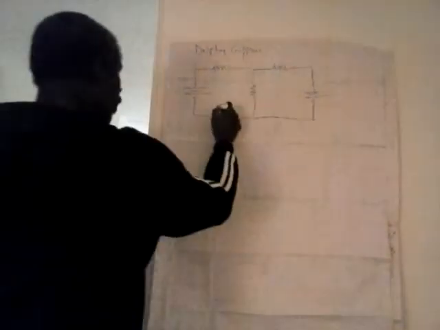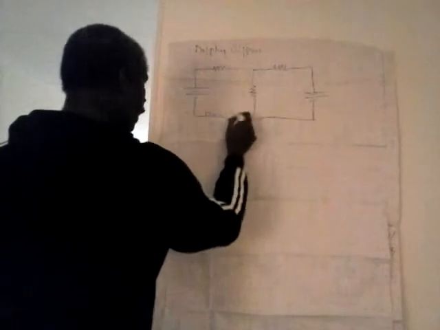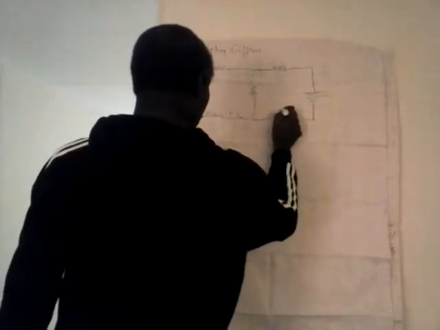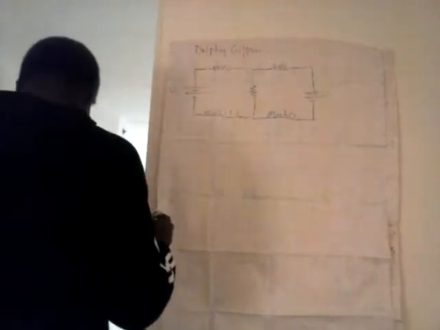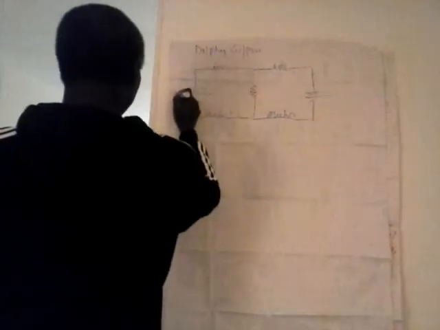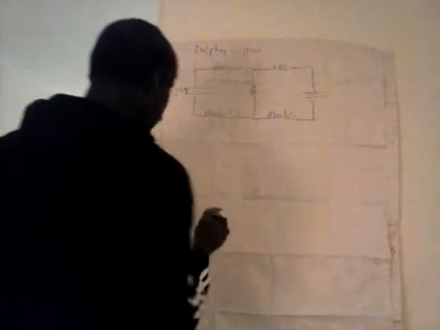We call this mesh 1. This is mesh 2. And we assign for this voltage VA a value of 15 volts, and VB a value of 10 volts.